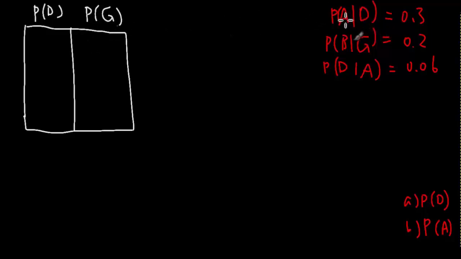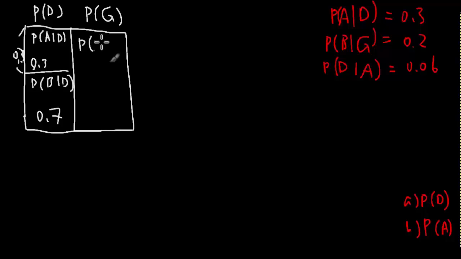There is A given D. Defect and A, 0.3. This is P(A given D). Here is 0.3. This means B given D is 0.7 because there are only two machines, A and B. Given G and B with 0.2, this means P(A given G) is 0.8. Again, there are only A and B machines. They should sum up to 1.